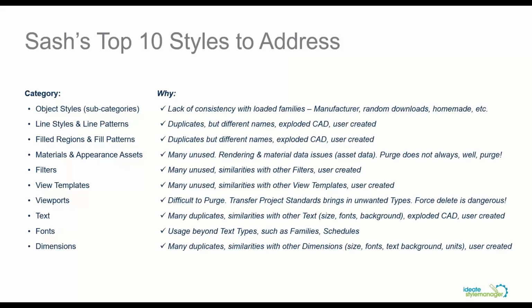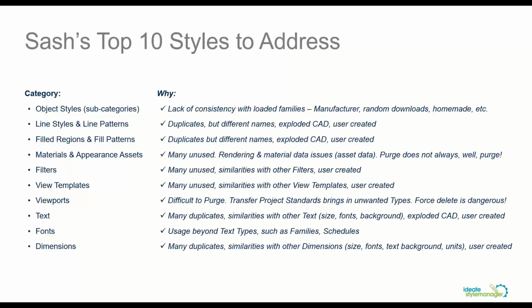Well, with object styles, this is a big one, right? When we talk about object styles, you can't create your own object styles, but you can create your own subcategories. And these come in through loaded families, right? So if you download manufacturer content, or you create your own homemade content, or you just randomly find those contents wherever you can find them, keep in mind that there's a lot of subcategory information in there.